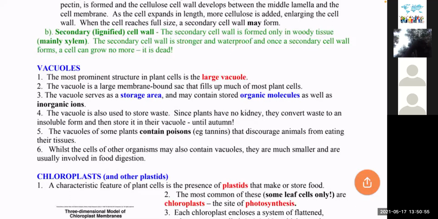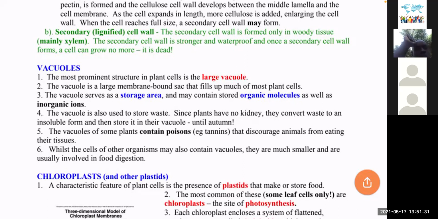The vacuoles of some plants contain poisons, e.g. tannins, that discourage animals from eating their tissues. Whereas the cells of other organisms may also contain vacuoles, they are much smaller and are usually involved in food digestion. So in animal cells, vacuoles are small, while in plant cells they almost fill up the whole cell.